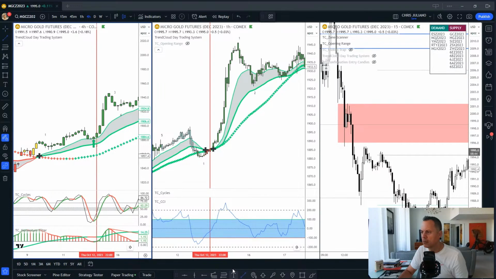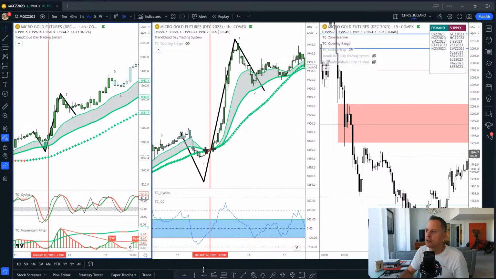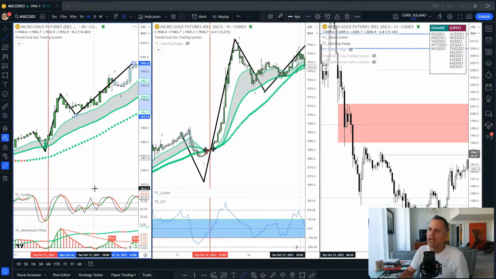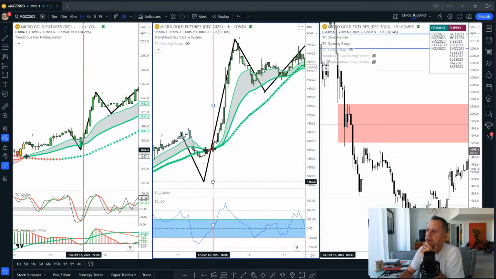So correction, impulse, correction, right? Impulse. Okay, and that is represented here. It just helps you understand, hey, are we in a corrective move? Are we in an impulse move? And you've also got momentum to the upside.